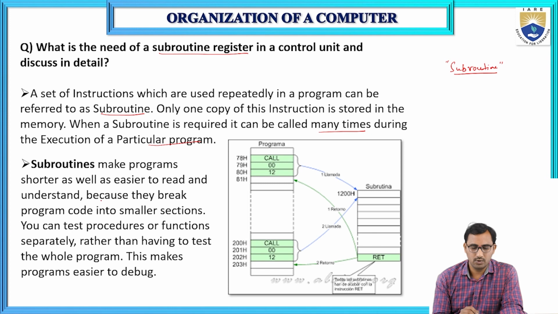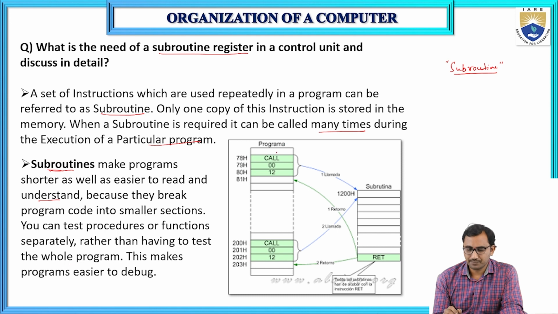Subroutines make programs shorter as well as easier to read and understand, because they break the program's code into smaller sections. You can test procedures or functions separately rather than having to test the whole program. So this makes the program easier to debug. Especially when we are calling a set of instructions repeatedly, then we use these subroutine programs.